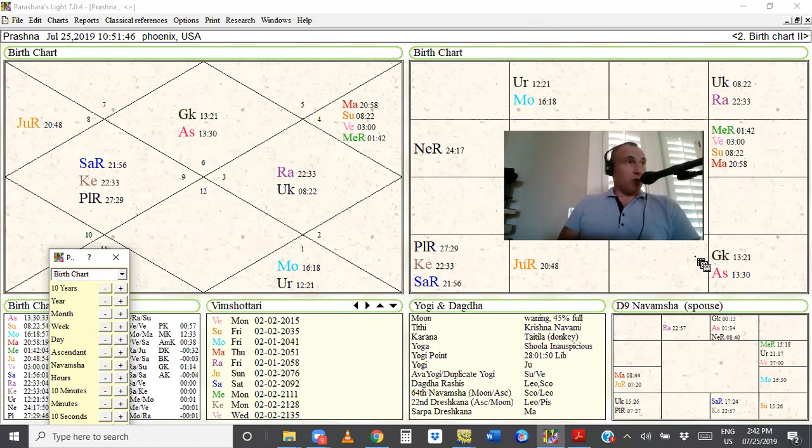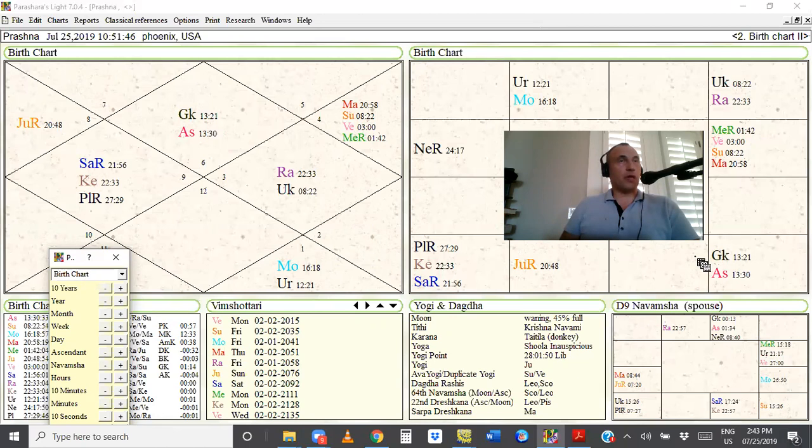If it's conjunct Mars, you will have trouble from younger siblings. If it's conjunct Saturn, from servants and so on. If it's conjunct Jupiter, it makes you an atheist or an iconoclast, someone who doesn't believe. So it's generally a negative influence, generally.